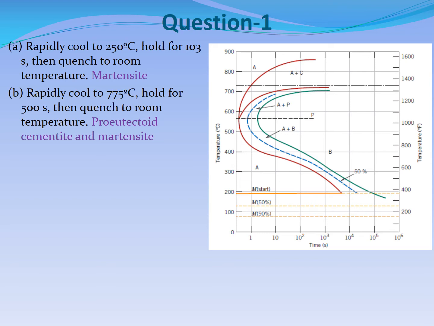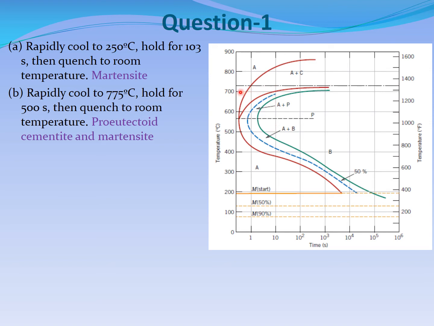Rapidly cool to 755. Now this is interesting, right? This line 727 is the difference between austenite to the others. And you know, P is perlite, B is bainite, and so forth. So above this line is the pro-eutectoid region, and below this line is the eutectoid region, and so on.